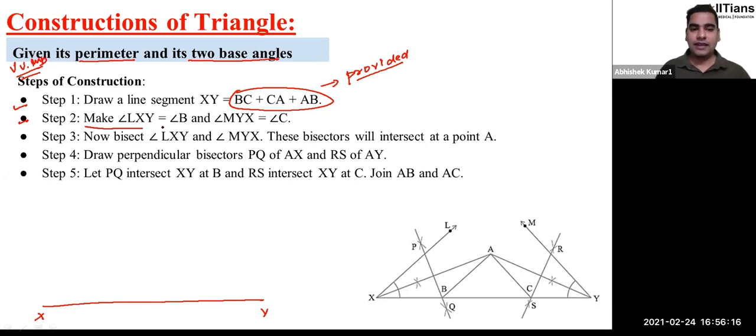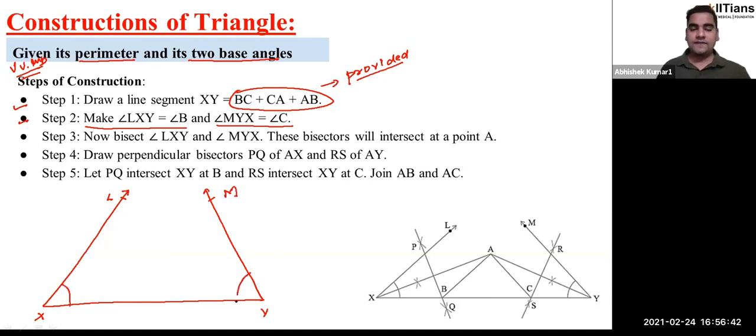So you have to make angle LXY, which is equal to angle B, and angle MYX, which is equal to angle C. Since we are not aware of those angles here, I'm taking any arbitrary value. Okay. So let's say this is one of the angles you have, LXY, and this is the second angle you have, MYX. Okay, so we can draw this.